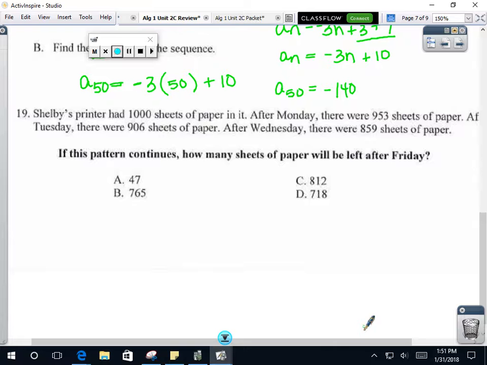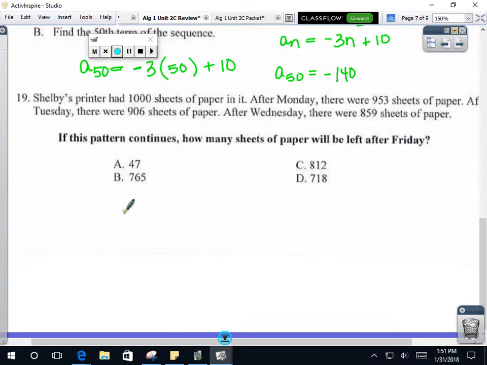You could write out the explicit formula for this, but really, I would not waste my time, since it's not like they want to know a long way away how many papers would be left. So this is how I would do it. I put after Monday, after Tuesday, after Wednesday, after Thursday, after Friday. And they told me that after Monday there were 953 sheets. After Tuesday there were 906 sheets. After Wednesday there were 859.